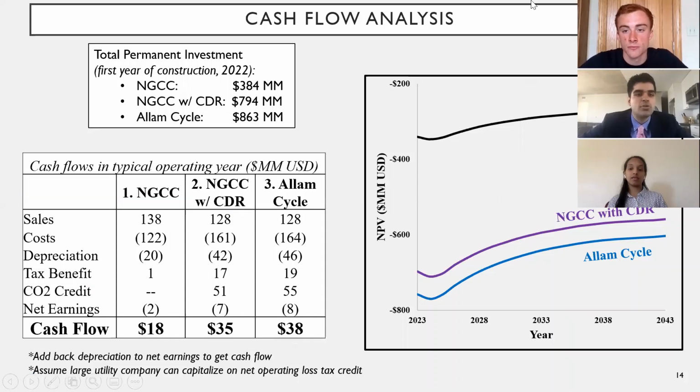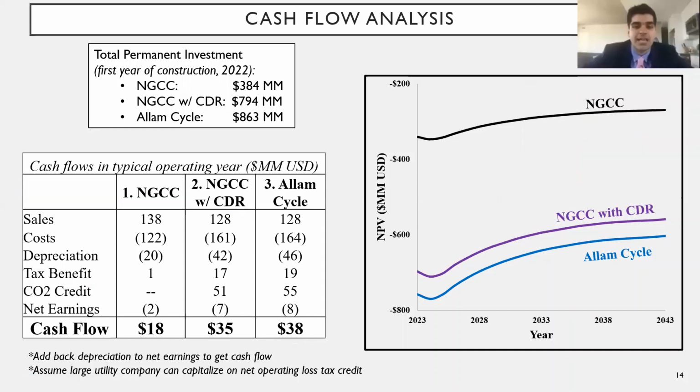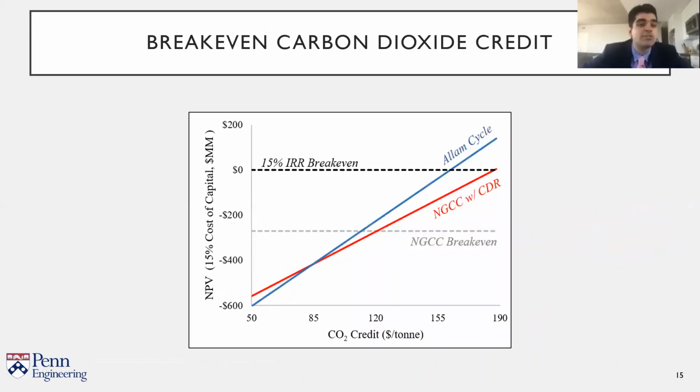All right, everyone. So now I want to focus on the financial analysis. As you can see, the net present value of the Allam cycle is lower than that of the NGCC with and without the CDR. While the cash flow is largest in a typical operating year for the Allam cycle, because of the CO2 tax credit, over 20 years of operation, this is not enough to offset the larger outflow which is made in the first year of construction, which is about $863 million.